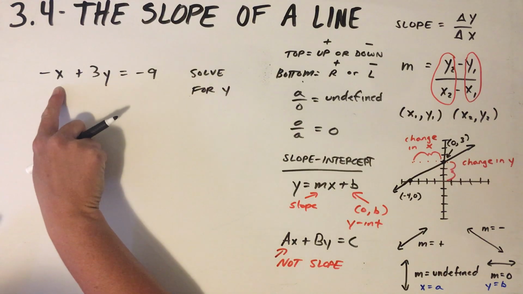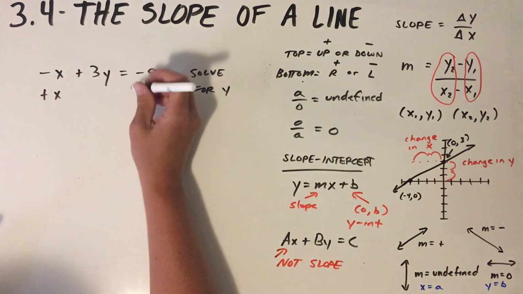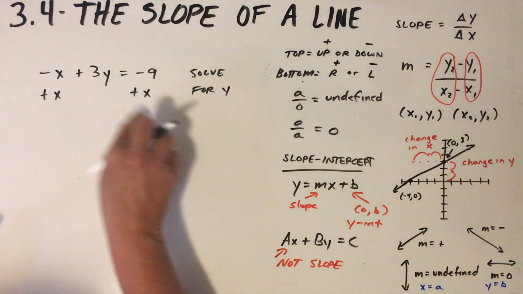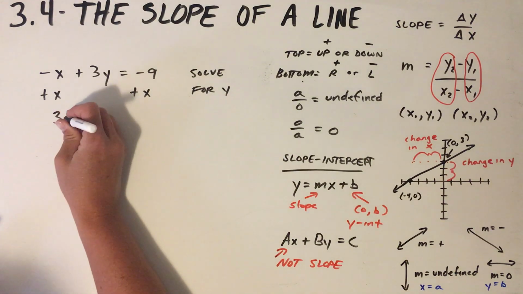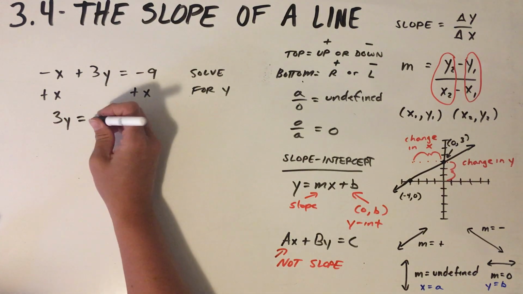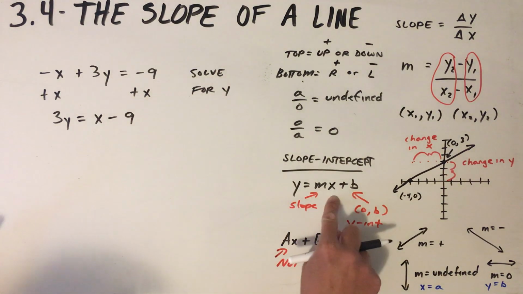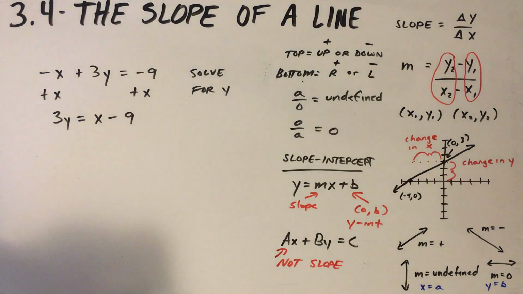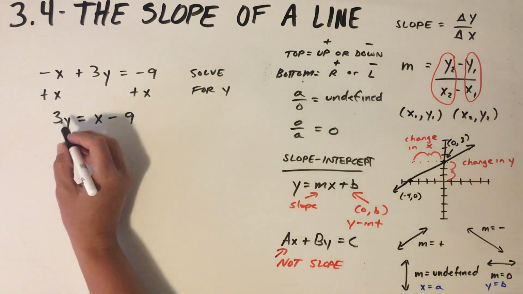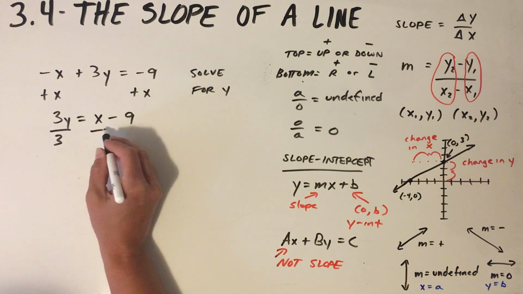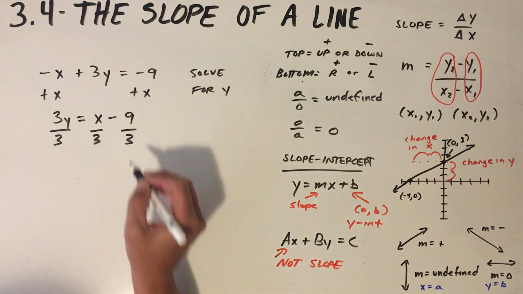So I want to get this x away from y, so I'm going to add it to the other side. What I do to one side, I have to do to the other. So 3y is going to be equal to x minus 9. I'm going to write the x first because I'm trying to put it in slope-intercept form. Then I need to get rid of this 3, but that means I need to divide everything by 3.